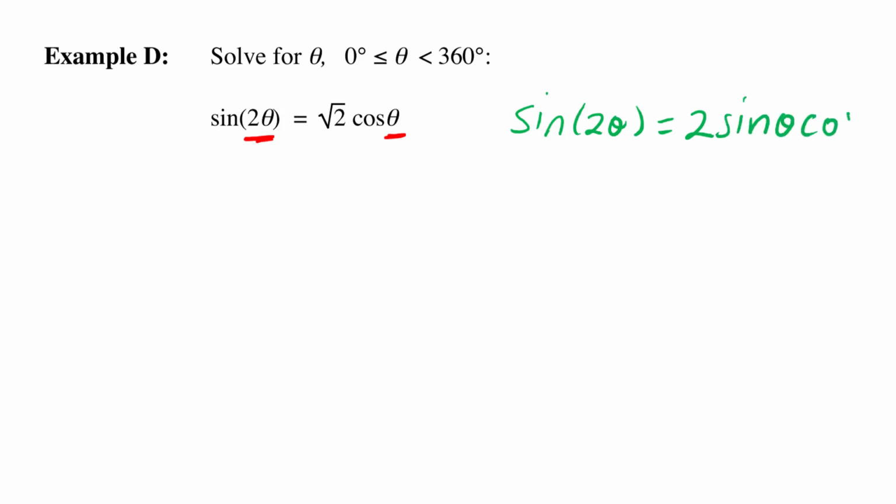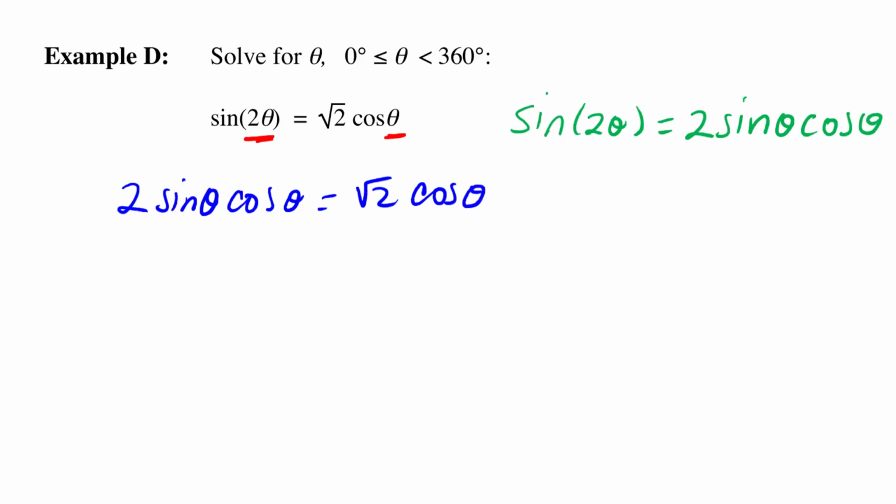And we're going to use the identity sine of 2 theta is equal to 2 times sine theta times cosine theta. So on the left side, we'll replace sine of 2 theta with that identity. 2 sine theta cosine theta equals square root of 2 cosine theta. At this point, we're going to subtract square root of 2 times the cosine theta so that it shows up on the left side, and we get 0 on the right side.